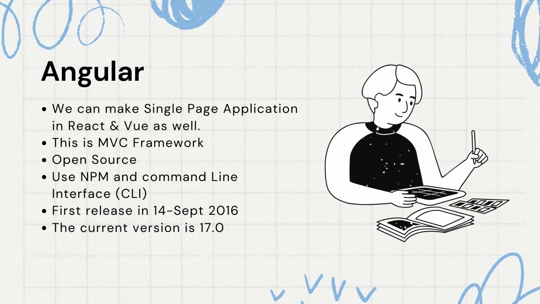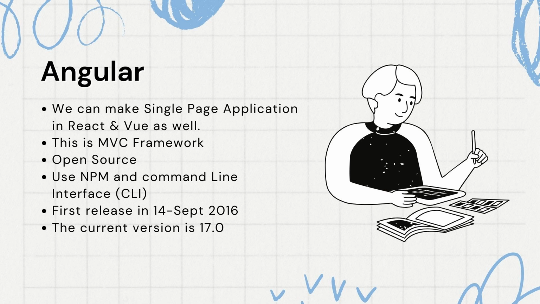The next thing regarding Angular is that it is basically an MVC framework, and it is open source. For this, we use npm and the command line interface. The first release of Angular was on 14 September 2016 by Google, and the current version of Angular is 18.0. I would really suggest that you don't be afraid while you look into Angular code. Be confident and keep learning, and one day you will rock.